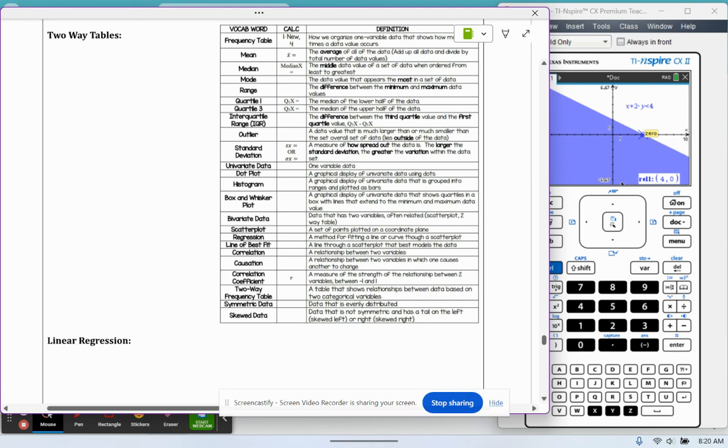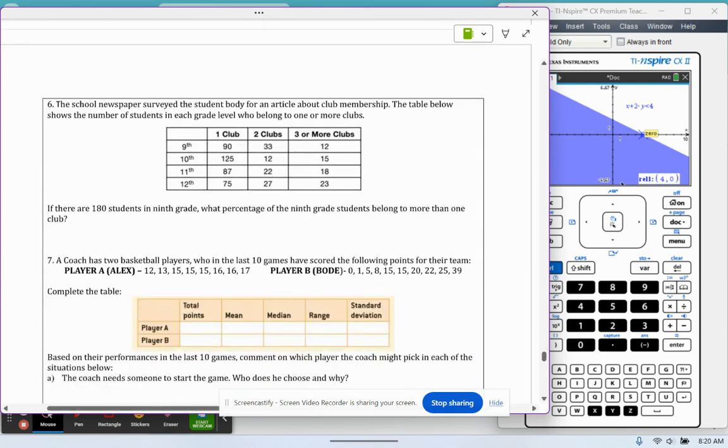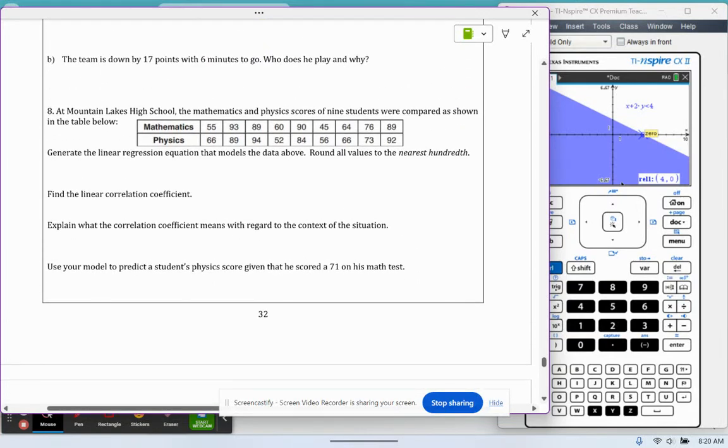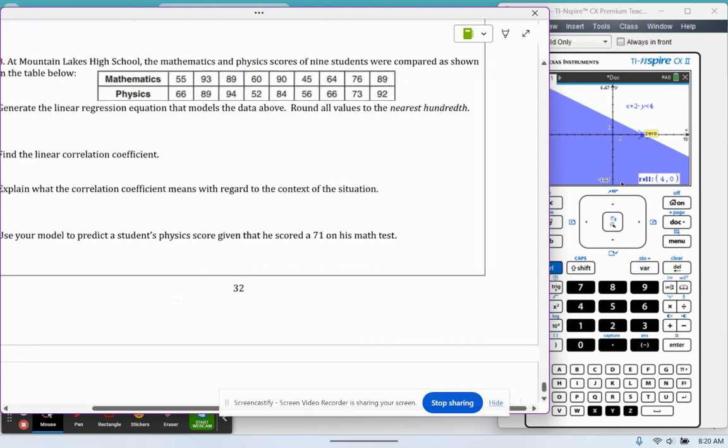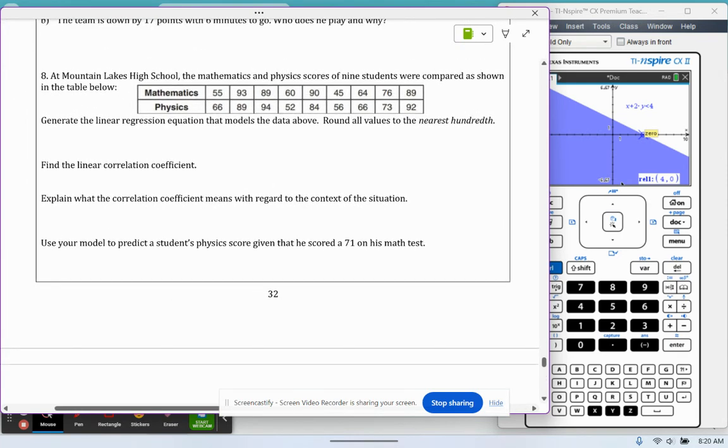I really want to go over linear regression before you guys leave. Okay, so let's do linear regression. Go to number 9. And by 9, I mean 8. It says at Mountain Lakes High School, the mathematics and physics scores of 9 students were compared as shown in the table below. You have 2 variables.